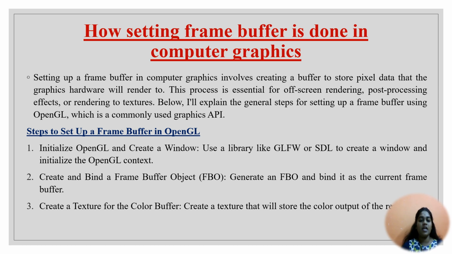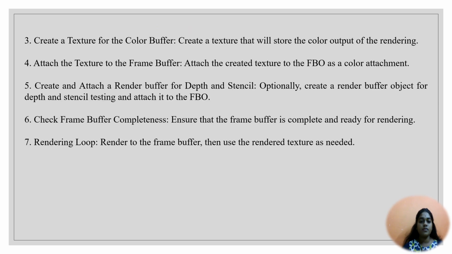Initialize OpenGL and create a window. This uses a library like GLFW or SDL to create a window and initialize the OpenGL context. Create a frame buffer object, which is FBO. Generate the FBO and bind it as the current frame buffer. Then create a texture for the color buffer, which will store the colored output of the rendering.